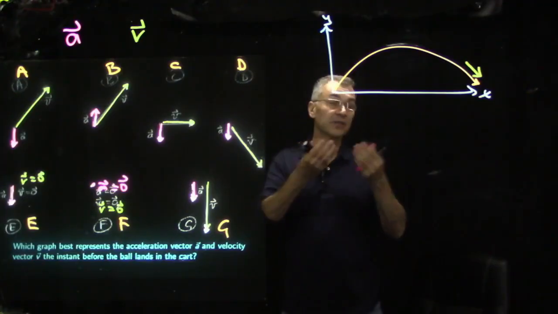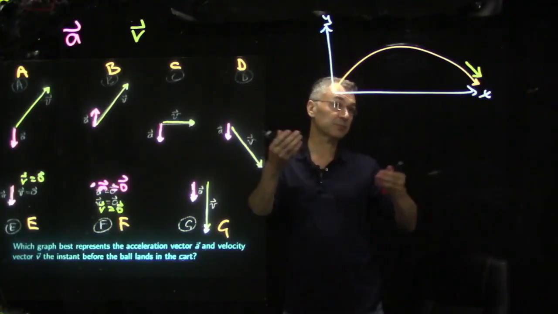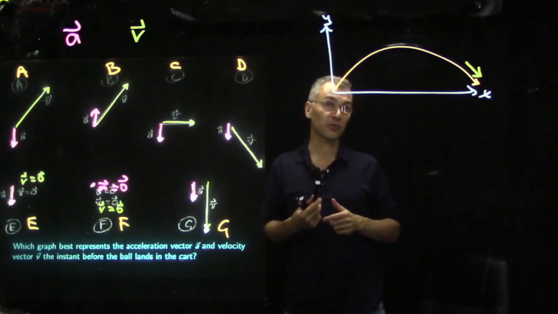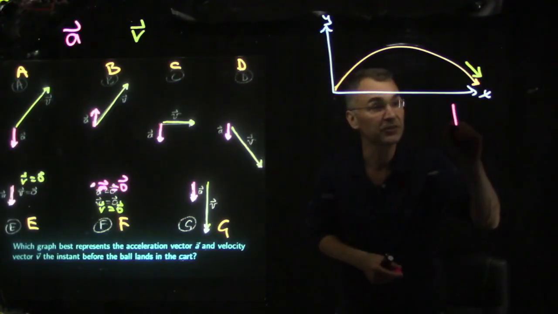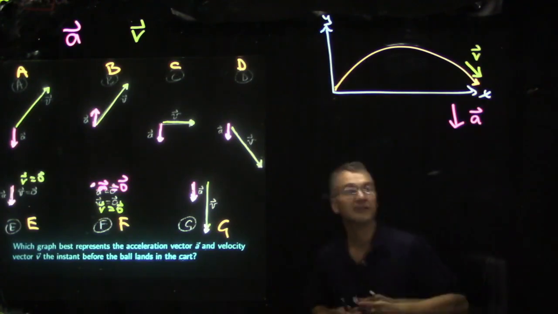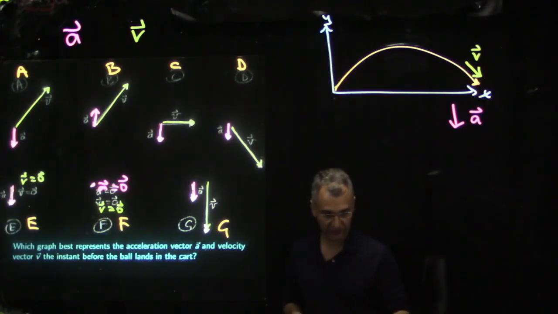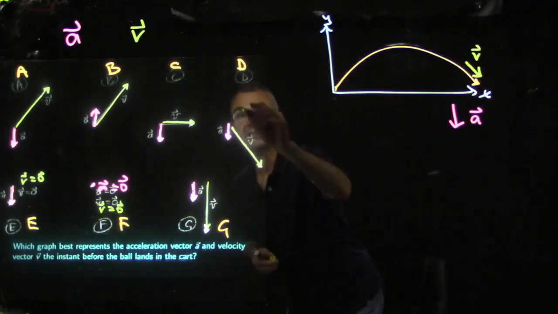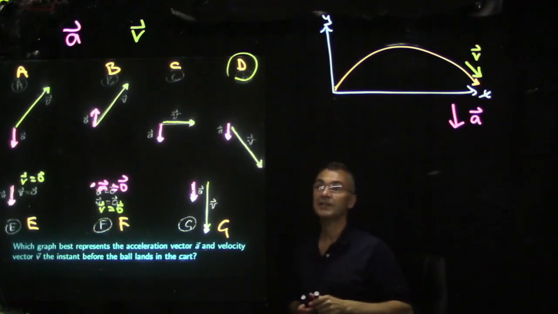And then after it lands in the cart, a force is acting on the ball, but before it lands in the cart, there's still only one force acting on the ball, and that's gravity. So I think the instant before it lands in the cart, its acceleration vector still points directly downward. And I think that is consistent with answer D here. So I like D, delta, for the instant just before it lands in the cart.